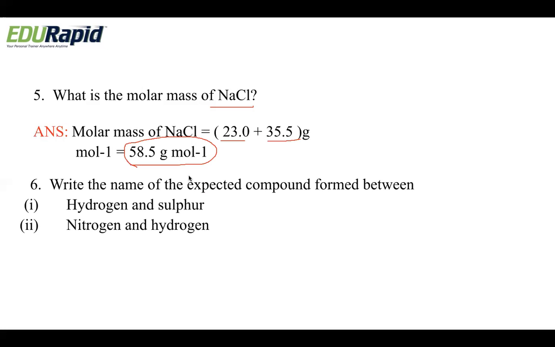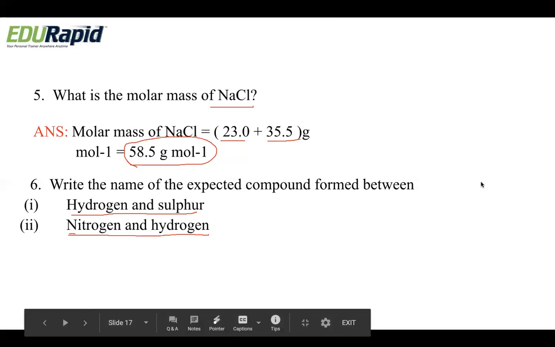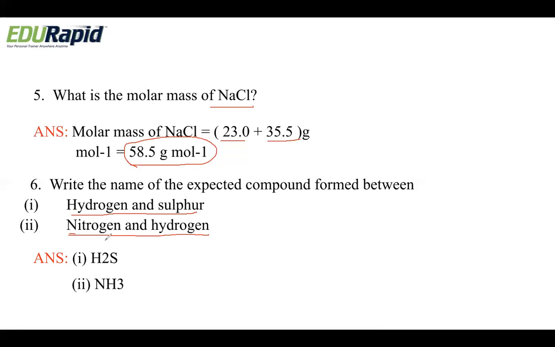Write the name of the expected compound formed between. So when you combine hydrogen and sulfur, what is the expected compound? Any answers? Hydrogen and sulfur. Secondly, nitrogen and hydrogen. Okay. When hydrogen and sulfur combine, we will have hydrogen sulfide, H2S. When nitrogen and hydrogen combine, we will have ammonia, that is NH3.